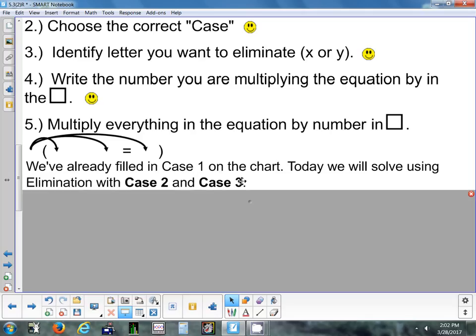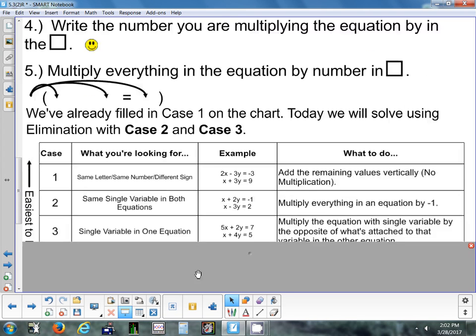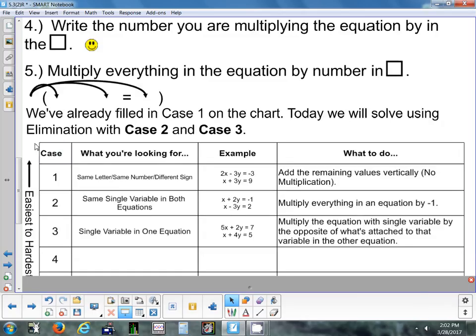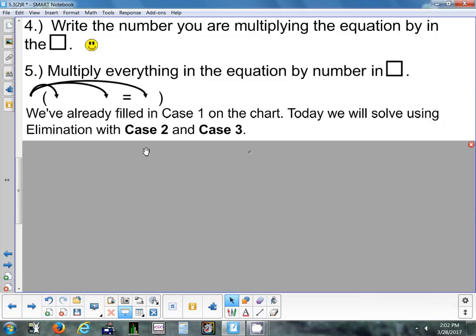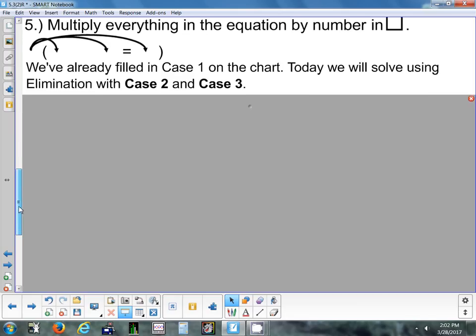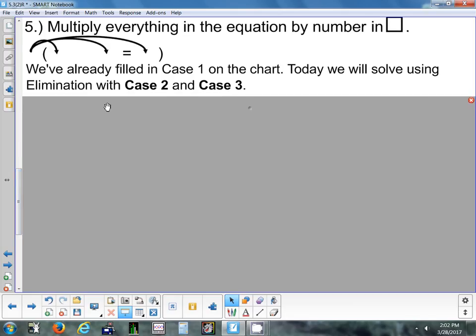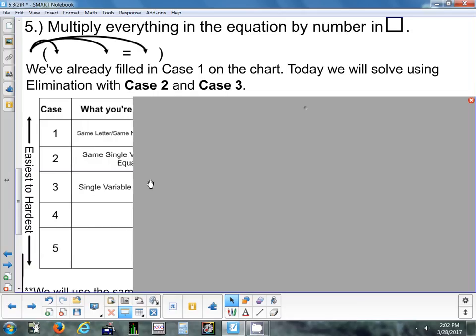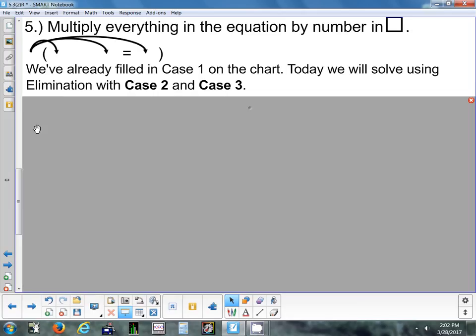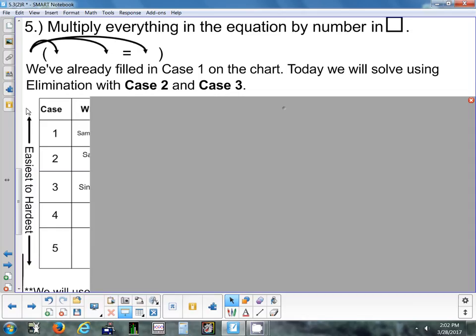So you guys have already filled in case 1 on the chart. We just talked about case 2 and case 3, so we don't even have to worry about this. We already did it. That's all set. Does anybody need more time to write in those steps? All right, so tomorrow we'll fill in case 4 and case 5.